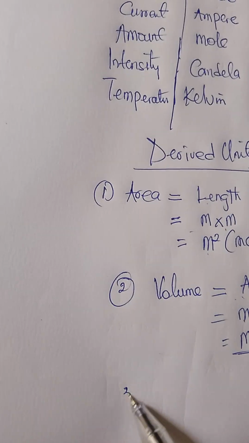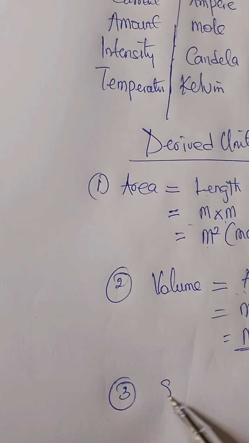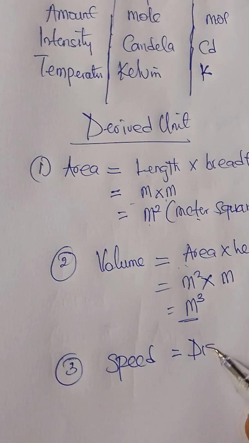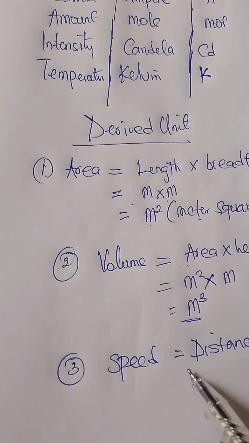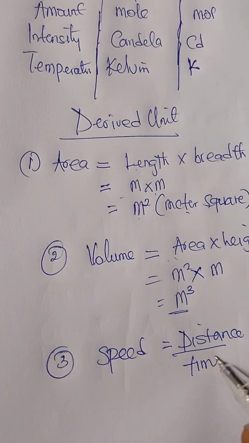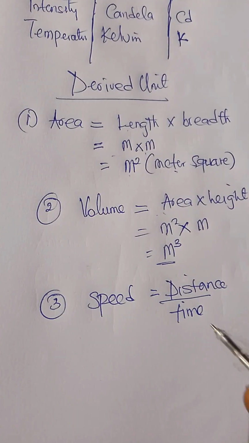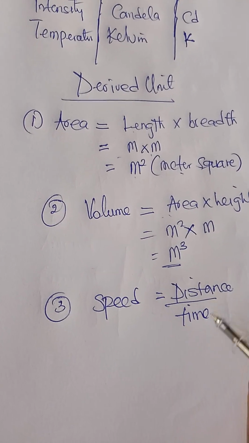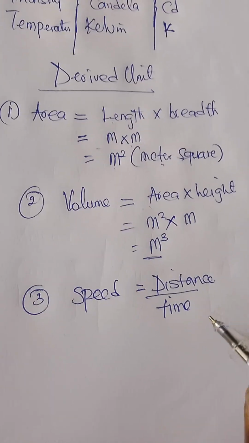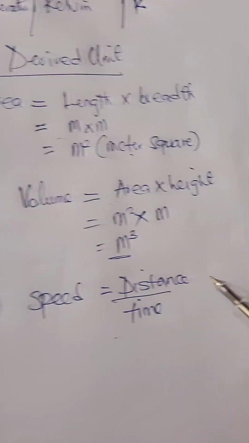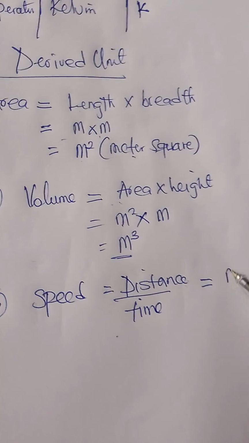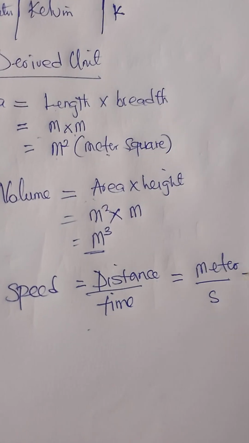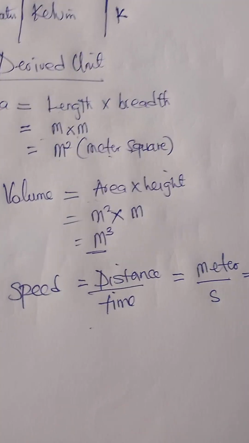The next, let's take speed. Speed is distance over time. That is the formula for speed. So from the formula, I can get the unit. So what is the unit for distance? Meter. And the unit for time is second. So I'm going to have m over s.